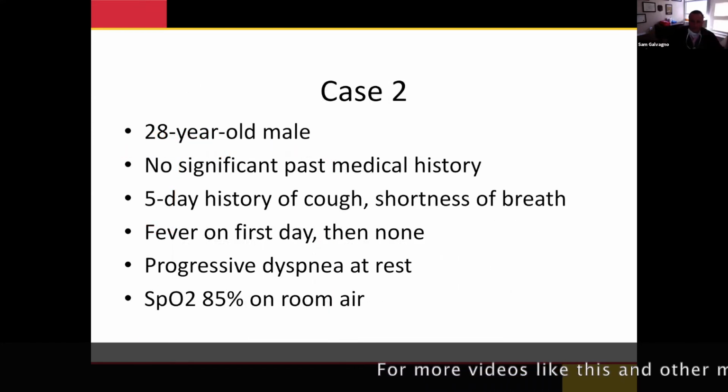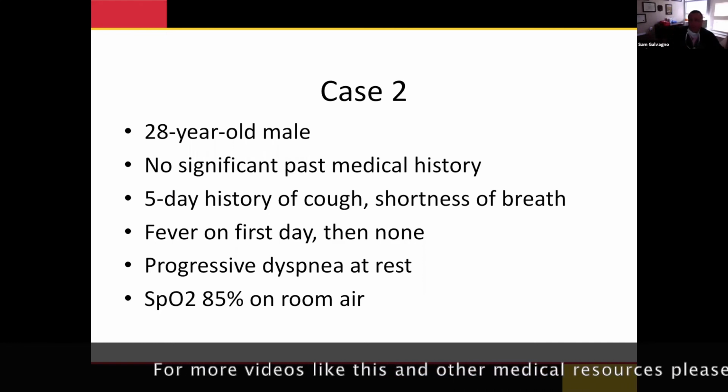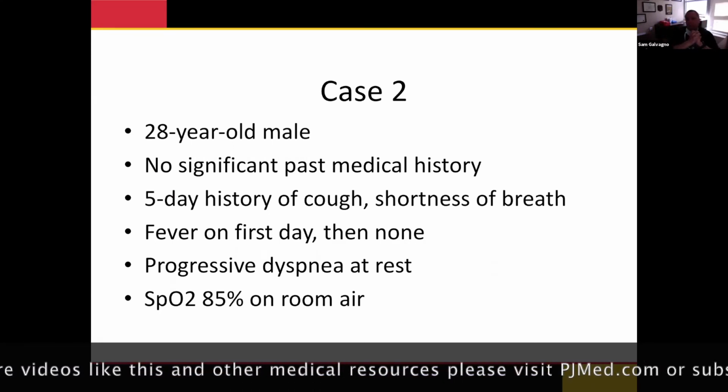Let's do another case. I've only got 3 cases for you. These are exactly, I literally pulled the data last night.